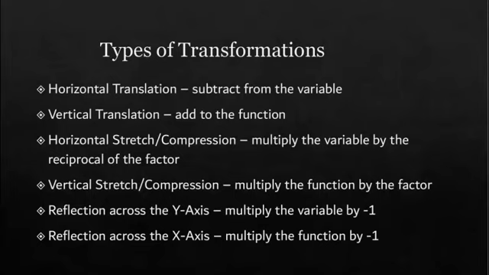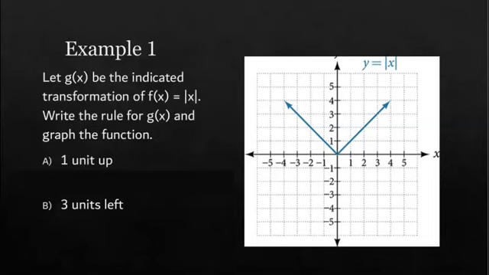Let's take a look at some examples of these so that you can get a better idea of what they're talking about. In example 1, we're asked to perform the following transformations on the parent function. In part A, they want us to go 1 unit up, and in part B, they want us to go 3 units to the left. So I recommend pausing this video and doing those, and then hitting play to see if you're right.